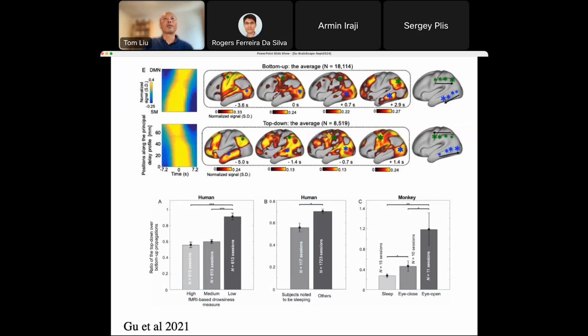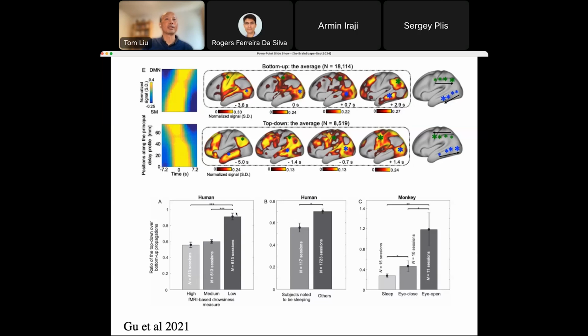And finally, just one more to relate this back to some of the data we talked about, where we were looking at waves, either going bottom up or top down. What this group found was that if you looked at how drowsy subjects were, whether they were high, medium, or low drowsiness, it turns out that the ratio of these top-down propagations varied. For example, when subjects were not very drowsy, there were much more top-down propagations versus when they became more drowsy.